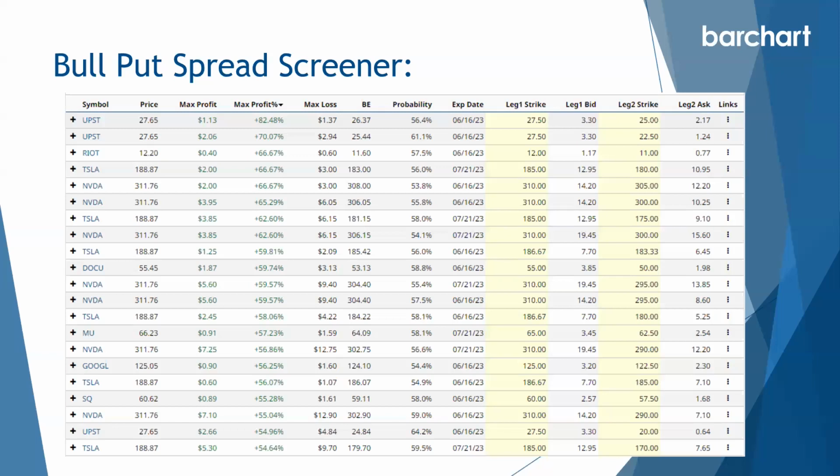That spread would receive about $2 in premium, or $200, which would make our max risk or max loss $3, or $300. So that's about a 66% return potential and a 56% probability of success.